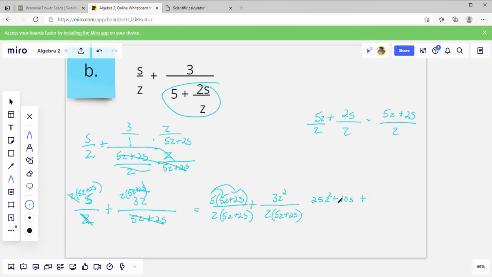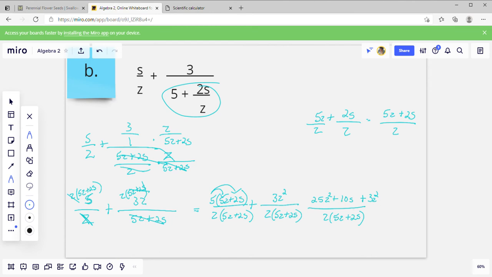Plus 3z squared over z times 5z plus 2s. Okay. Alright, I can put my z squared together. Let's see. Is that a Z or was that an S? Alright, that's a Z.